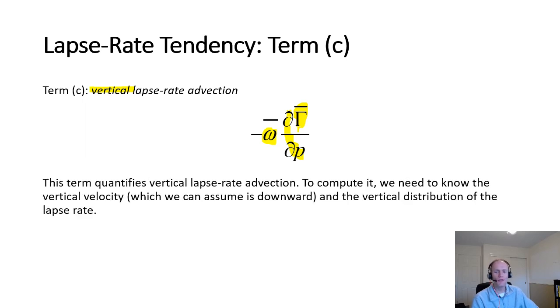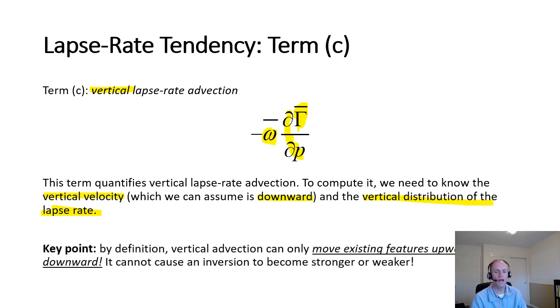So really, to compute this, all we need to know is the vertical velocity, and remember, we can assume that this is downward. We're in the descending branch of the Hadley cell circulation. Earlier in this video series, we showed why we would expect to see descending motion within this region. And so given that we can assume that it's downward, what we really need to know is the vertical distribution of the lapse rate here.